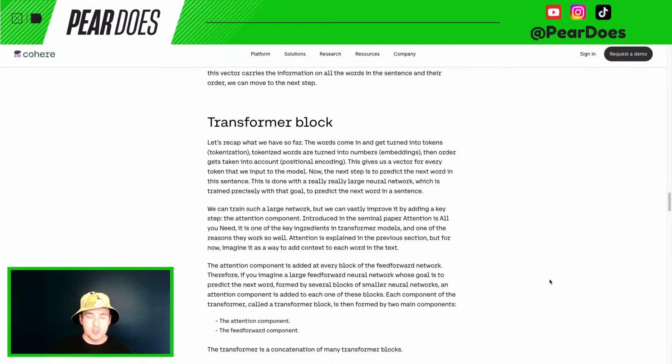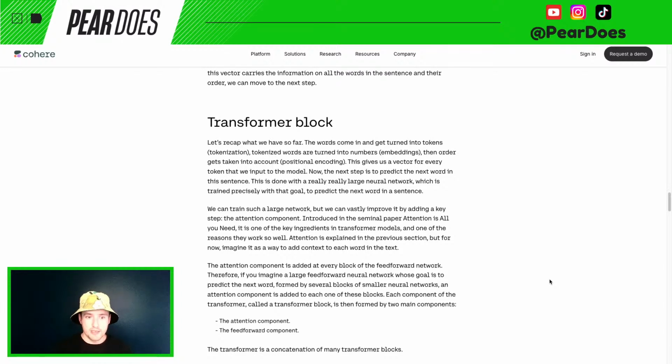And we can train such a large network, but we can vastly improve it by adding a key step, which is this attention component. If you recall, we learned what attention was a few days ago. The seminal paper, Attention Is All You Need, introduced one of the key ingredients in transformer models, and one of the reasons they work so well is because of this attention. Attention is explained in the previous section, but for now, imagine that it is a way to add context to each word in the text.